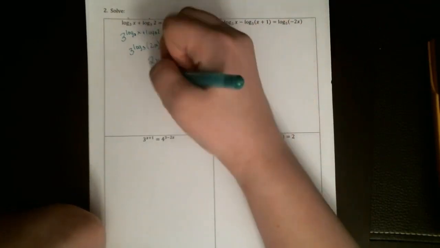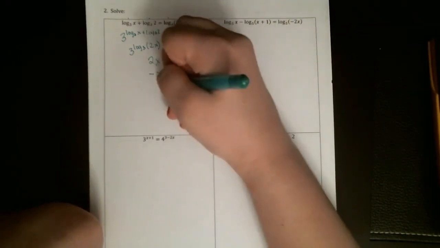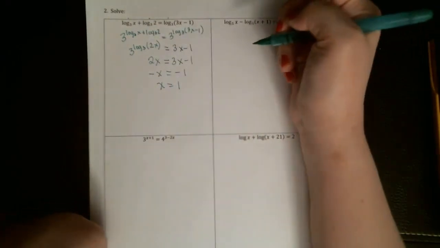I then need to subtract 3x from both sides. So I get negative x equals negative 1, which means x is equal to positive 1.